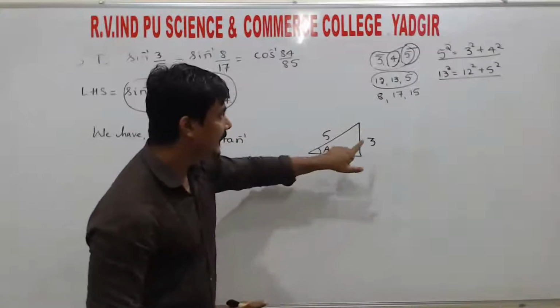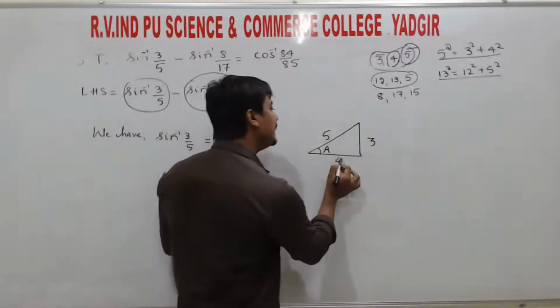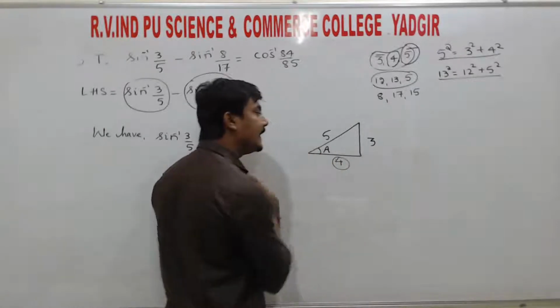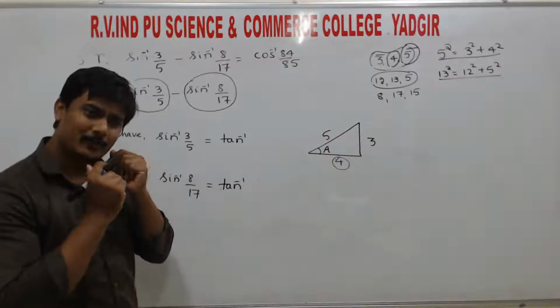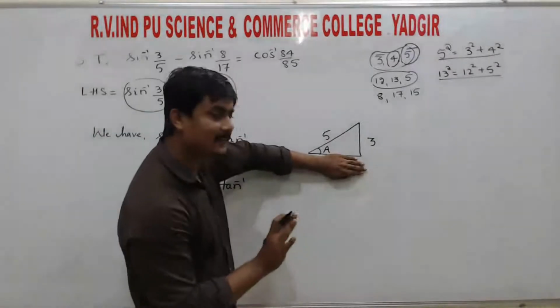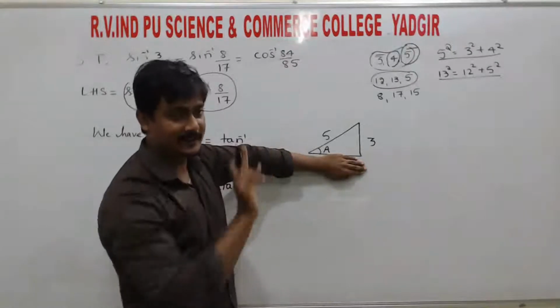If one side length is 3 and another side length is 5, obviously this adjacent side length will be equal to what? You need not compute the adjacent side length. Directly you can tell it, if you remember that triplet, dear students.